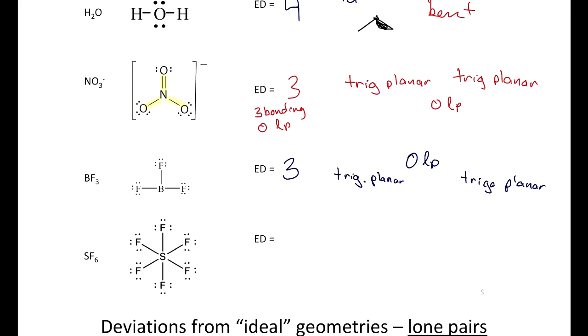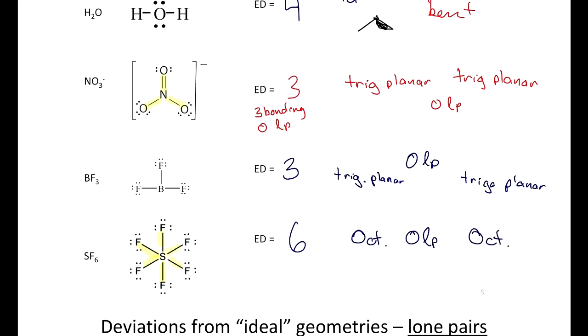All right, SF6. What's the electron domain number? 6. Yep, there are 6 bonds: 1, 2, 3, 4, 5, 6. If those 6 bonds spread out as much as possible, it makes an octahedron. Since there are 0 lone pairs present, our molecular geometry will also be octahedral.